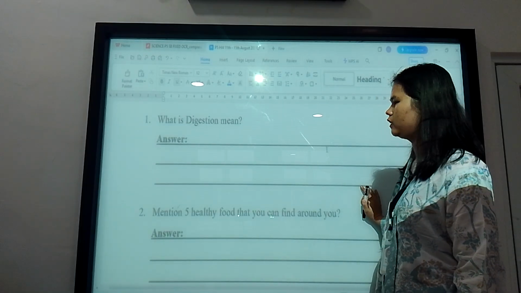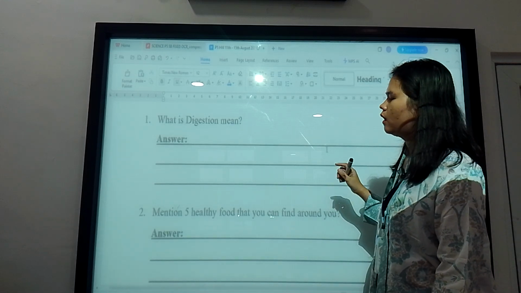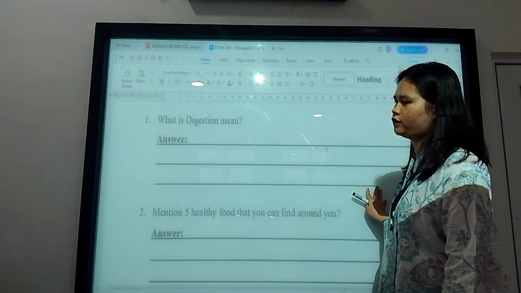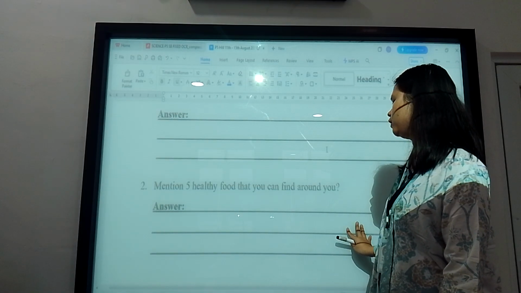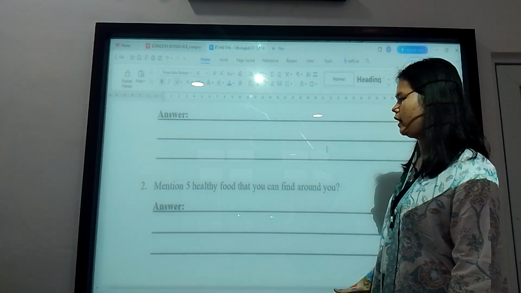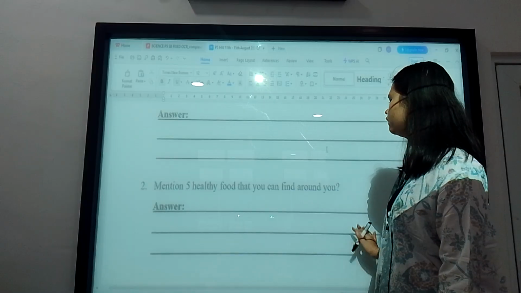Digestion means when the food is broken down in your body into simpler substances before your body can use it. Okay, thanks. Mention five healthy foods that you can find around you. It's like meat, chicken, and then potato, vegetables, and rice.